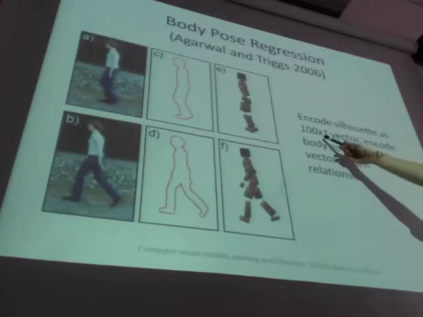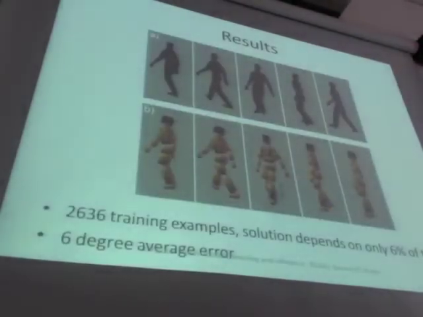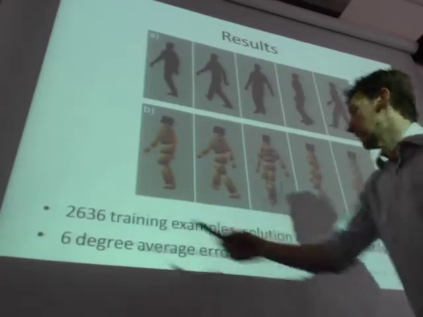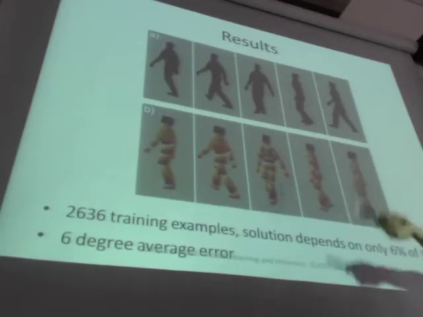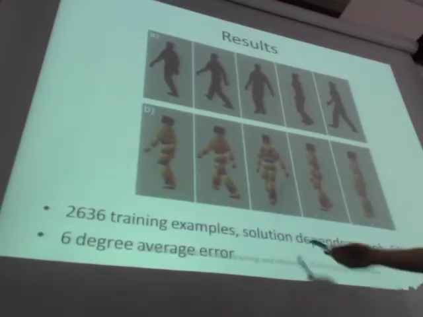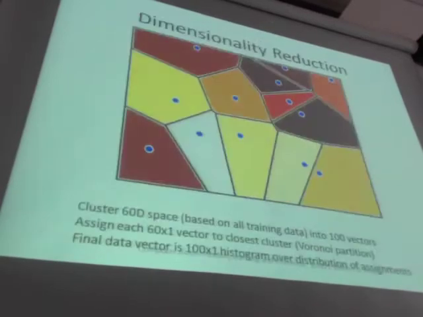We've got, for our input, 55 dimensional output. Maybe we have 2,000 something training examples in this case, but it turns out that if we use a relevance vector machine, you only need about 6% of those to make your parametric model. And now, at test time, you can get new silhouettes and see how well you're doing. In this case, 6 degrees average error for each of the joints.